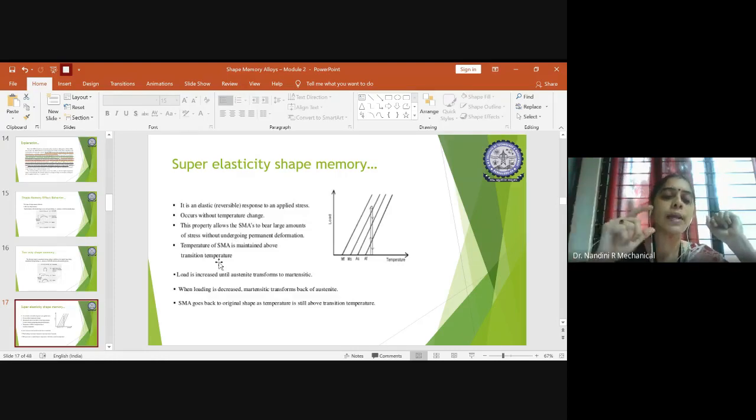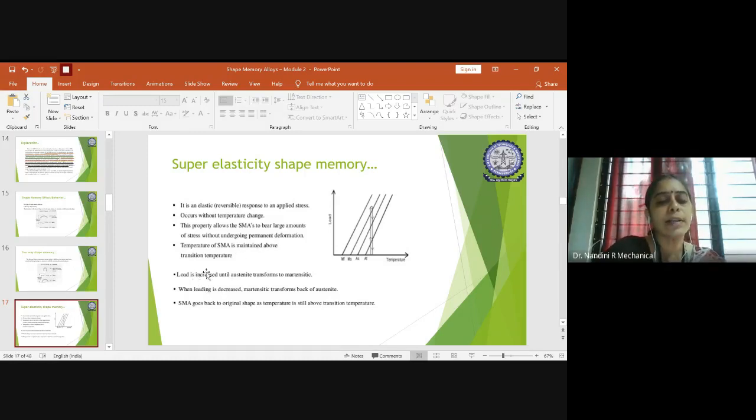So phase transition mainly depends upon the transition temperature of the shape memory alloys. So while you do the heat treatment, you should check the phase transition temperature of the shape memory alloy before applying the heat treatment. So this is one of the important characteristics.